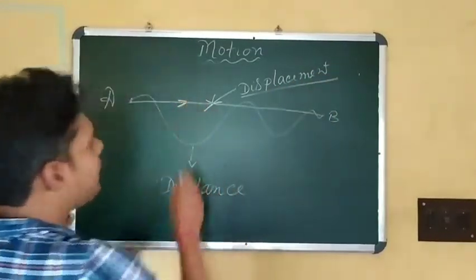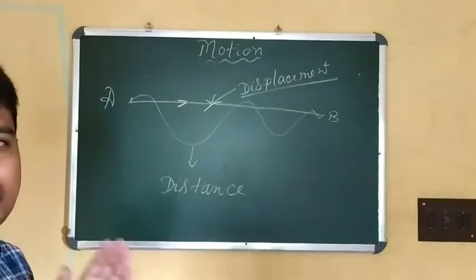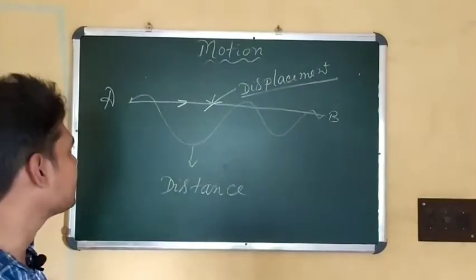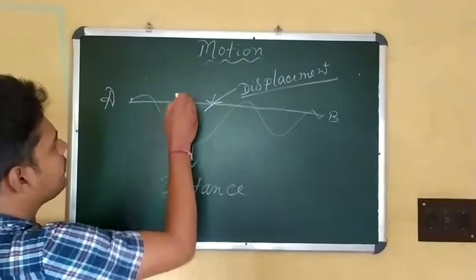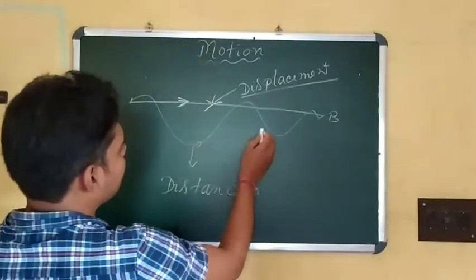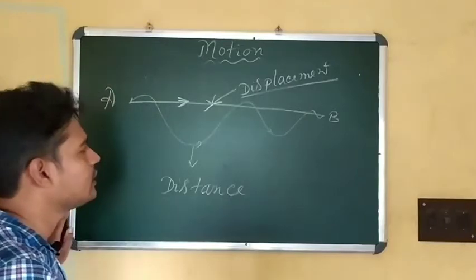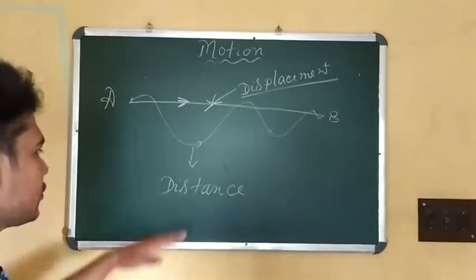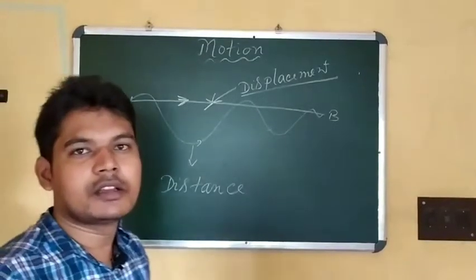Here the direction is fixed. It has a specified unique direction, but in the case of distance, there is no fixed direction. So it is the distance.